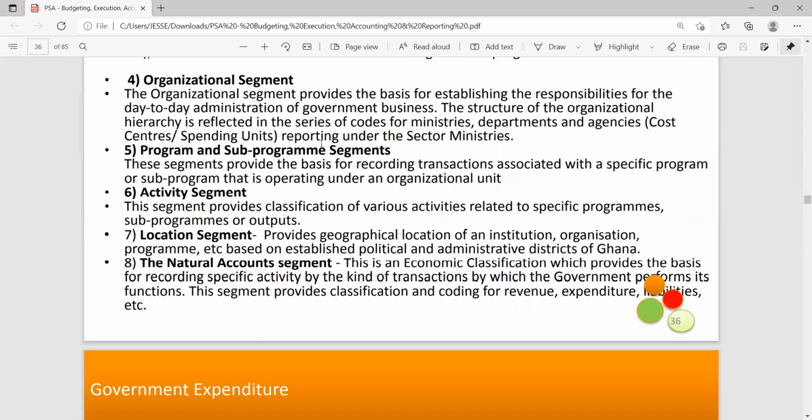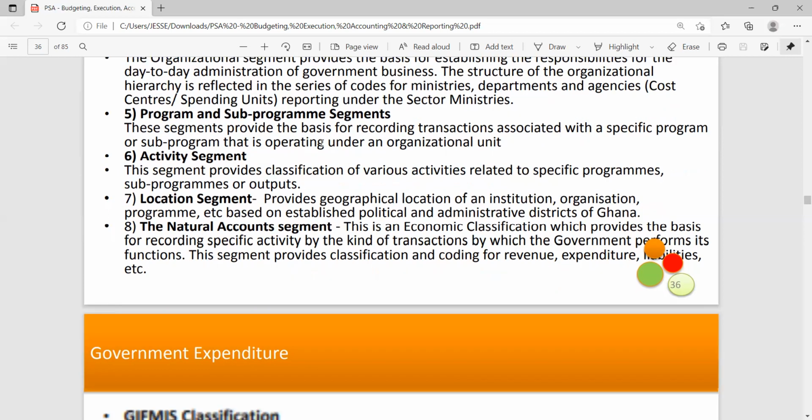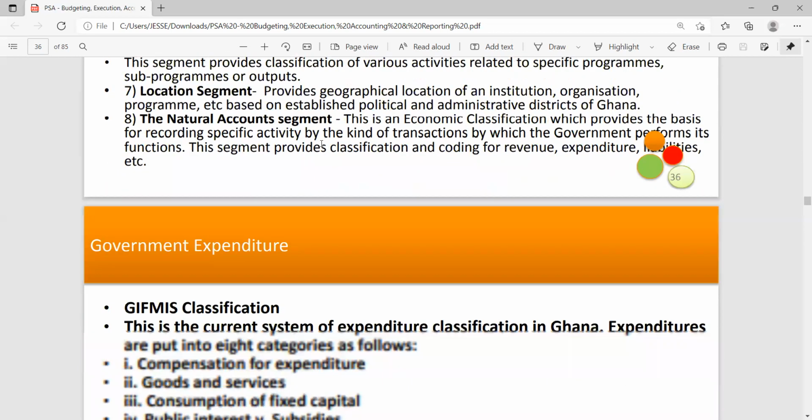Now, what do we mean by natural accounts? It's similar to what we see in organizations. It's the normal accounts. It's basically an economic classification which records activities according to how the government performs its functions, and it's able to record or classify and code for revenue, expenditure, liabilities, etc. Very, very important.